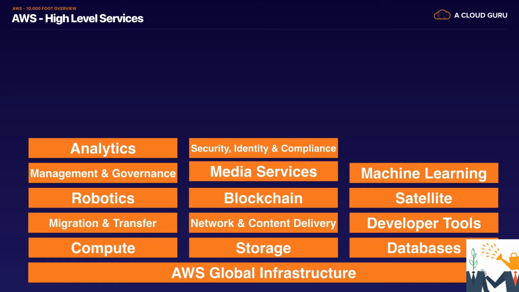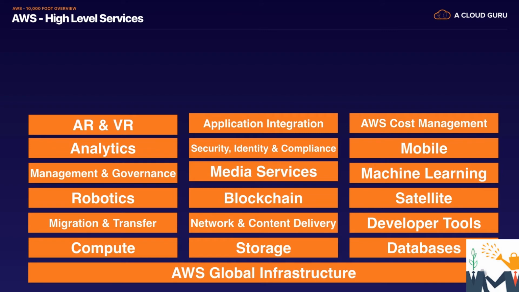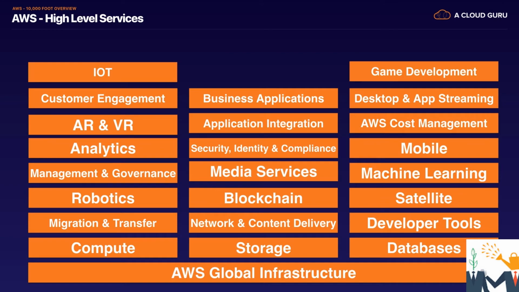Security, identity, and compliance we will cover off in the very next section of the course, where we start to log into identity access management. We're going to start creating our users, groups, and roles. We then have mobile, not really relevant. AR and VR, so AR is augmented reality, VR is virtual reality, again not really relevant. Application integration, as well as AWS cost management. Cost management can be a part of the Solutions Architect Associate exam. It's a big part of the cloud practitioner. We then have customer engagement, business applications, desktop streaming, IoT, and game development.